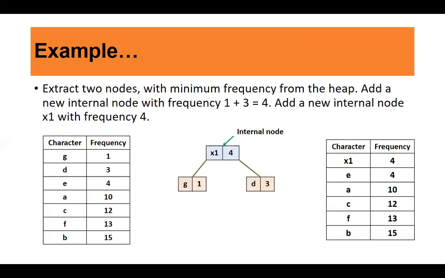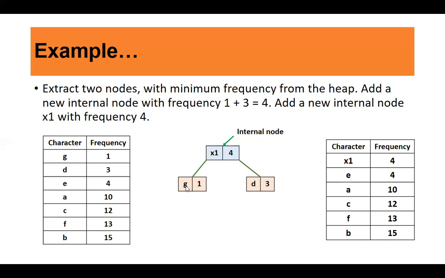Now here you have the character and the frequency, and you can even call this a min heap, because the very topmost are the characters with the minimum frequency. So what we do is extract two nodes with the minimum frequency from the heap and add a new internal node. Here x1 is an internal node, with the frequency of this node becoming the sum of the frequencies of these input nodes.